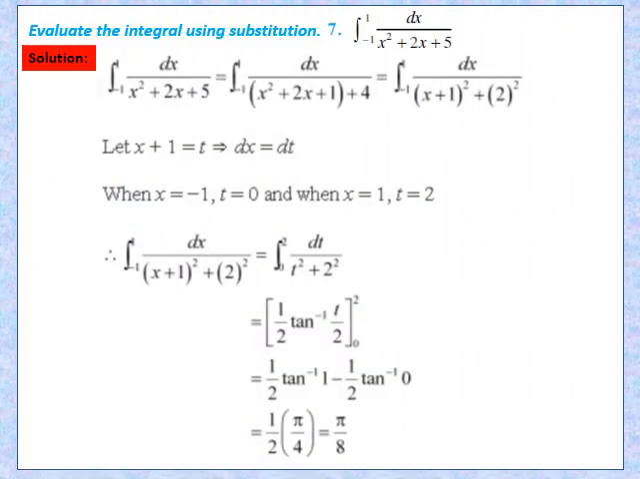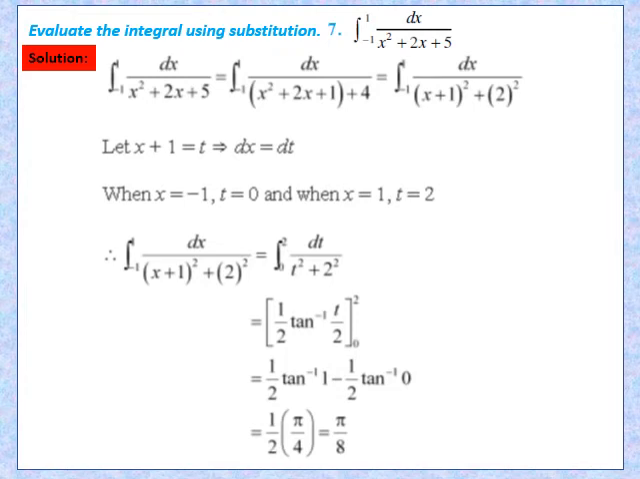We have question number 7. Evaluate the integral using substitution. So the integral is minus 1 to 1 dx upon x² plus 2x plus 5. So this integral can be written as integral minus 1 to 1 dx upon x² plus 2x plus 1 plus 4. So we have converted this into a whole square to get minus 1 to 1 dx upon (x plus 1) whole square plus 2 square. We can simply put x plus 1 equals t to get dx equals dt.